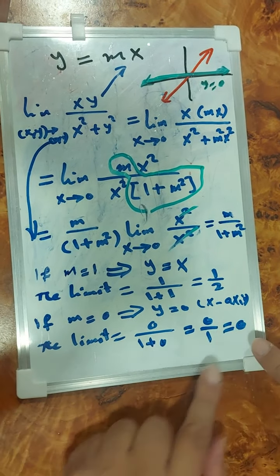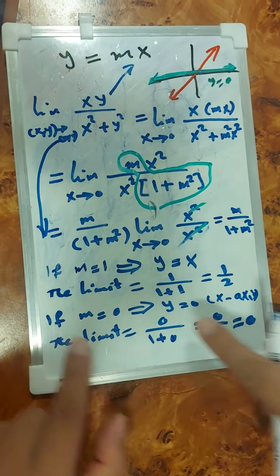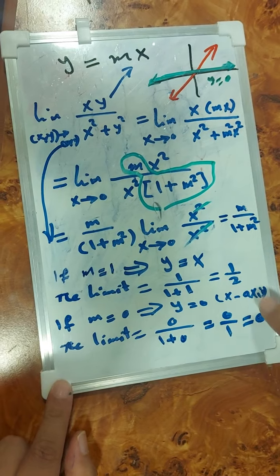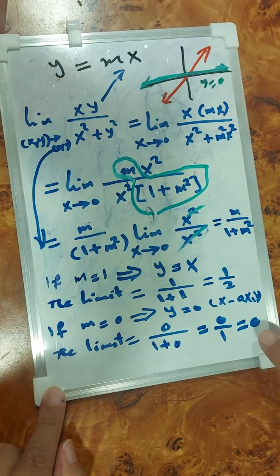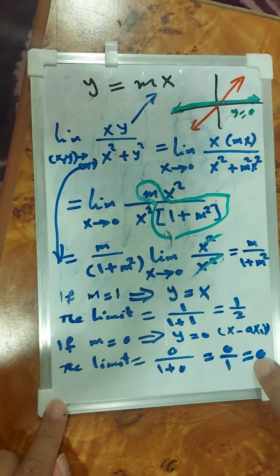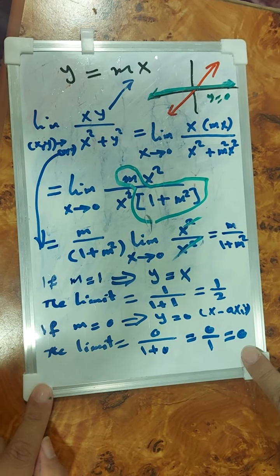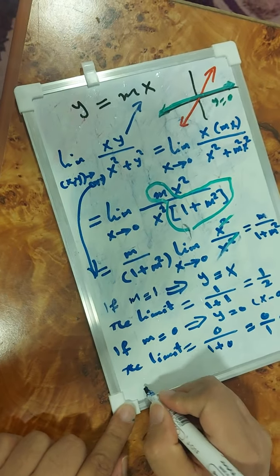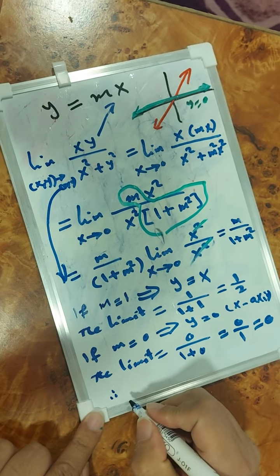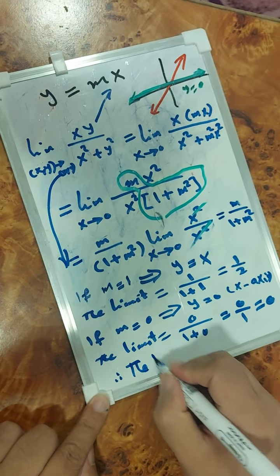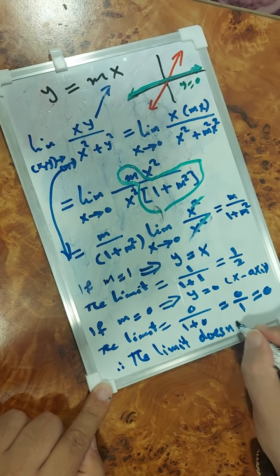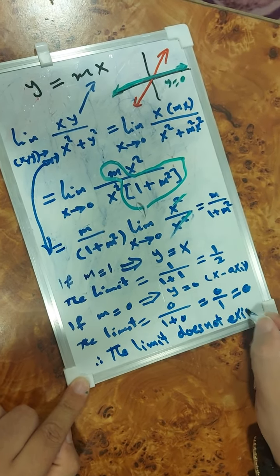The limit on the x-axis equals 0, and the limit on the line y equal x equals half. So the limit has different values on different paths. This means that our limit does not exist. And this is another method that confirms that the limit does not exist. And thank you very much.